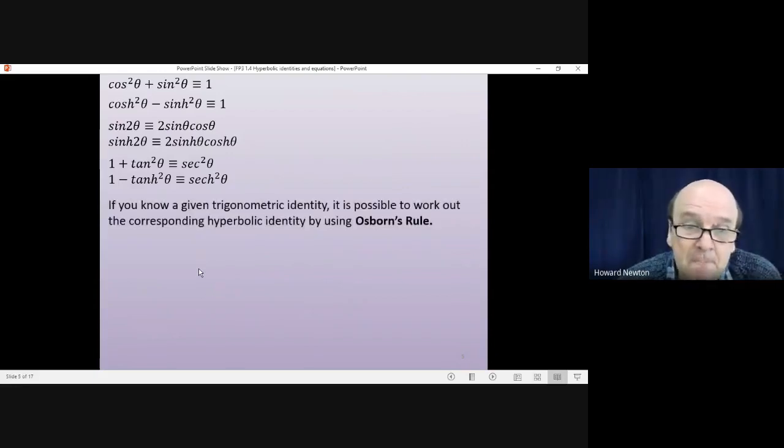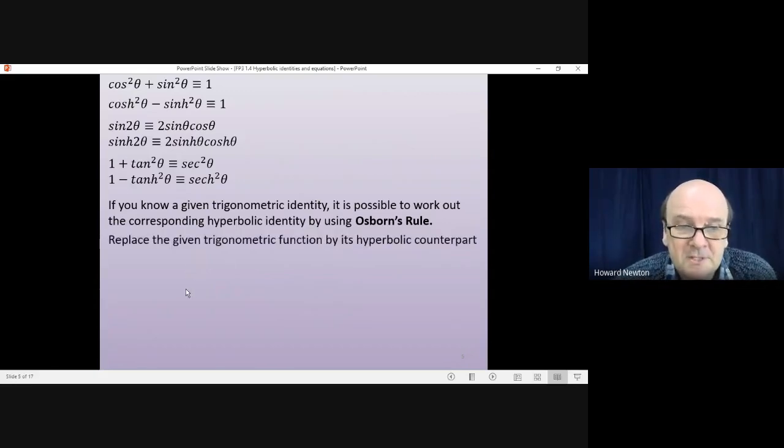Now, how do we know how an identity is going to change? Thankfully, there is a very easy method. If you know a given trigonometric identity, it's possible to work out the corresponding hyperbolic identity by using Osborn's Rule. There are 2 steps to Osborn's Rule. The first is quite simply replacing the given trig function by its hyperbolic counterpart. So cos changes to cosh, sin changes to sinh, sec changes to sech, and so on.